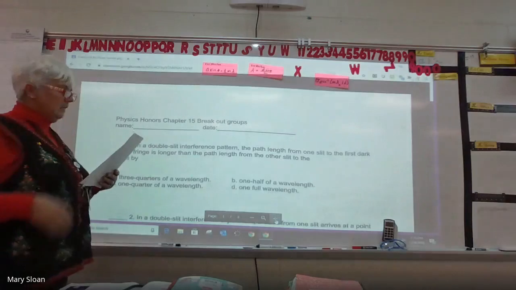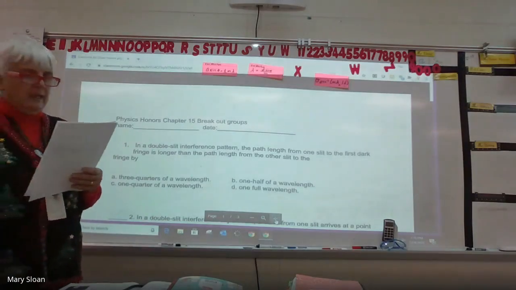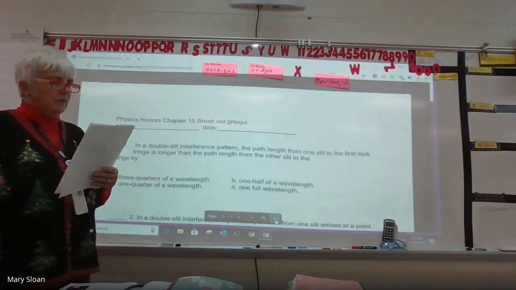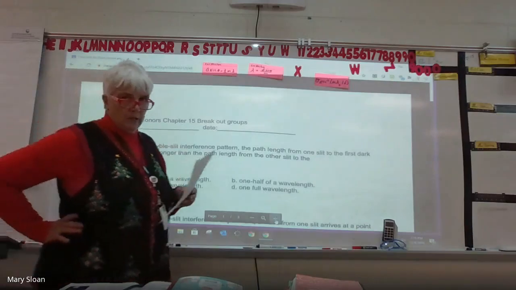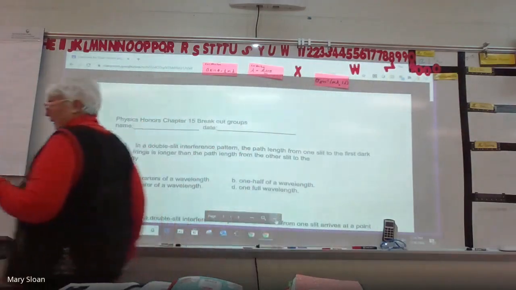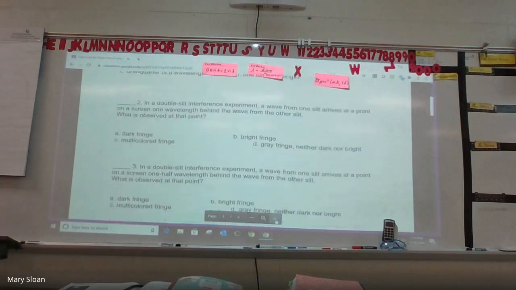It says in a double slit interference pattern, the path length for one slit to the dark fringe is longer than the path length from the other slit to the fringe by... And what answer did y'all choose? B. B, correct. So it's 1/2 of a wavelength. Fantastic. Let's go to number 2 now.